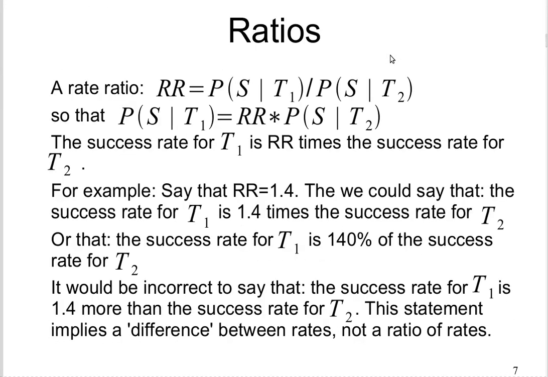We can also have ratios. We can have rate ratios, where we take the ratio of the probability of success with pretreatment 1 and divide it by the probability of success with pretreatment 2. Inevitably, then, we have a way to describe such a ratio. For example, if the rate ratio were 1.4, then we could say that the success rate for pretreatment 1 is 1.4 times the success rate for pretreatment 2.